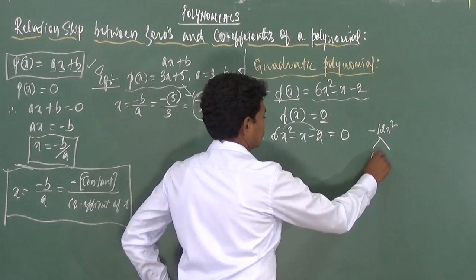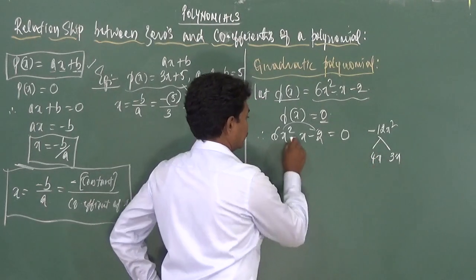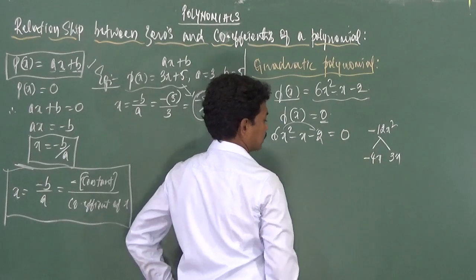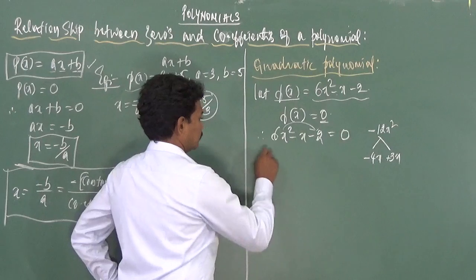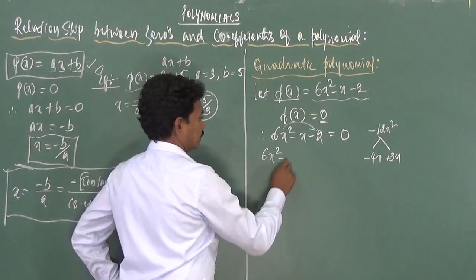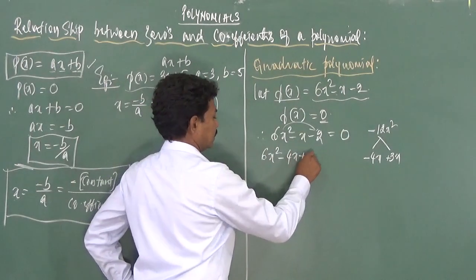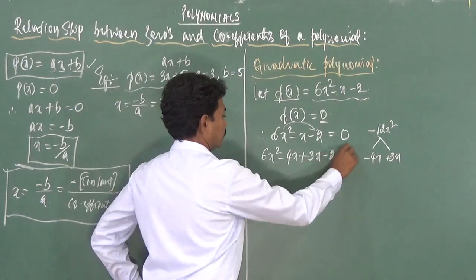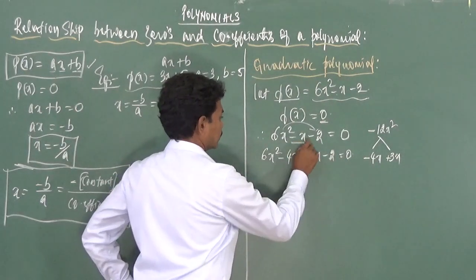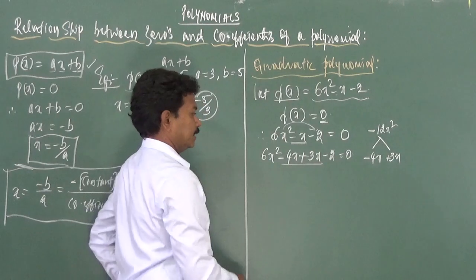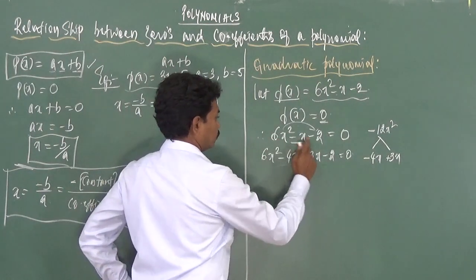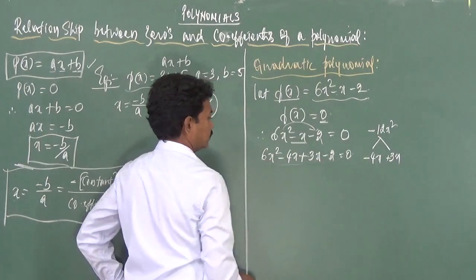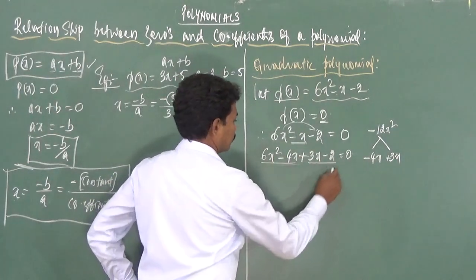So maybe 4x, 3x. As we have to get minus 1x, we will put the minus sign for the bigger number and the plus sign for the smaller number. So 6x square minus 4x plus 3x minus 2 is equal to 0. So instead of minus 1x, I have substituted minus 4x plus 3x. So now instead of 3 terms, we have 4 terms. So we will take a combination of 2 and 2.